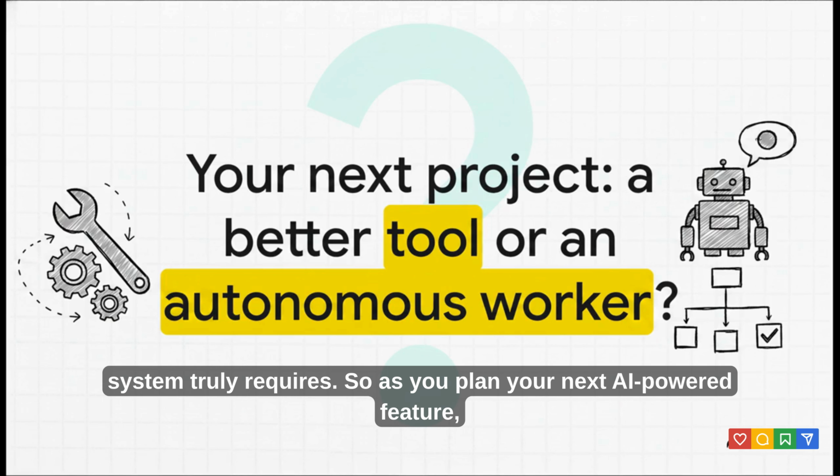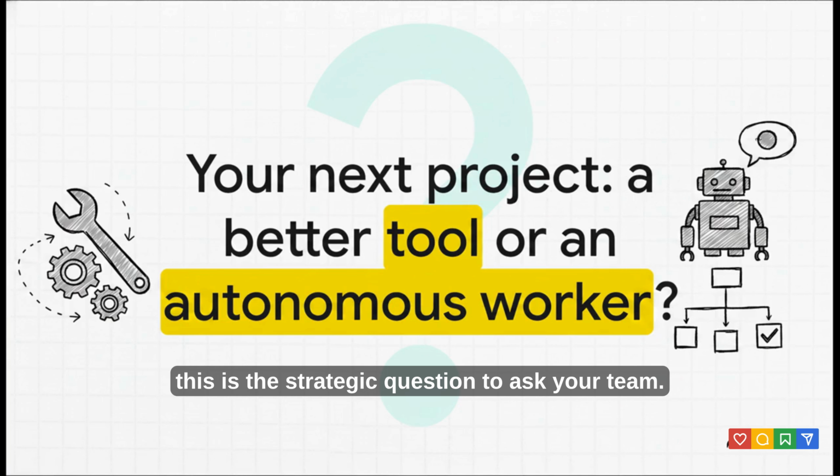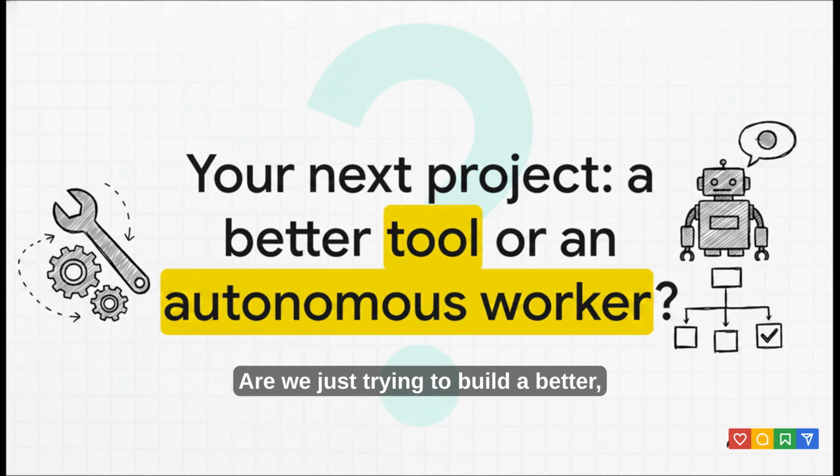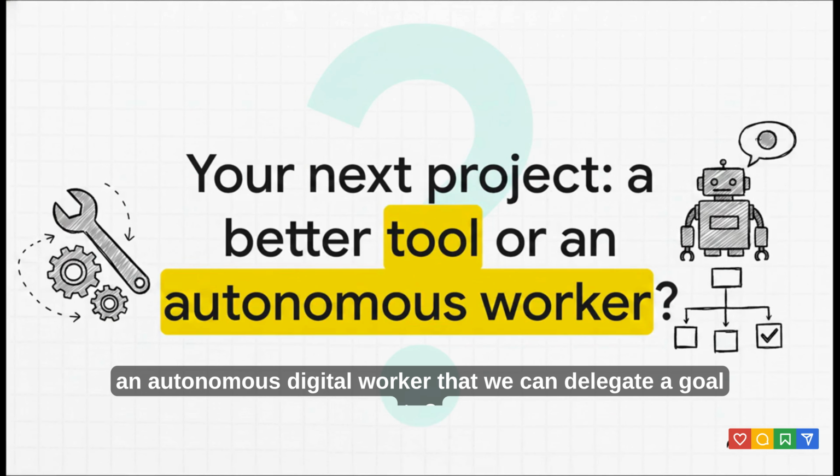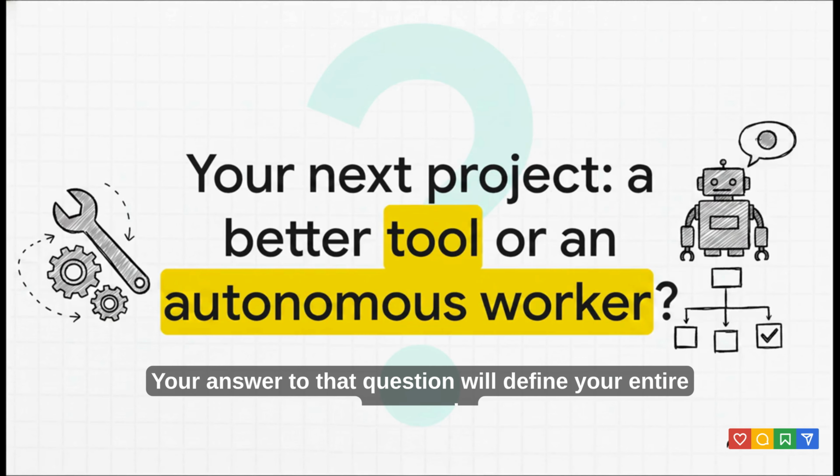So as you plan your next AI-powered feature, this is the strategic question to ask your team. Are we just trying to build a better, more efficient tool to assist our users, or are we truly architecting an autonomous digital worker that we can delegate a goal to? Your answer to that question will define your entire approach.